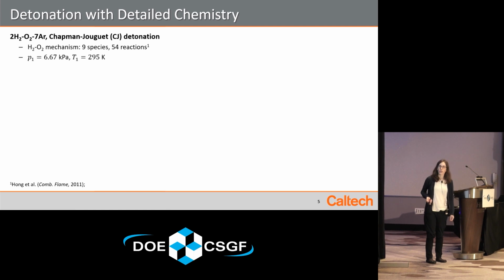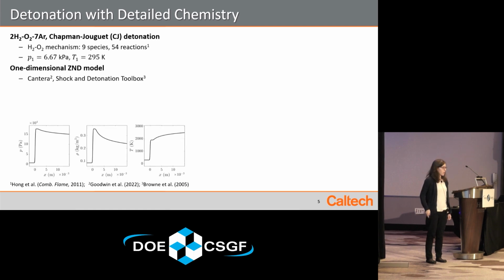And so I just want to go over an example of a detailed chemistry calculation typical for what we would be looking at. So this is a hydrogen detonation. We're diluting it with argon. And I'll go over what I mean by detailed chemistry on the next slide.